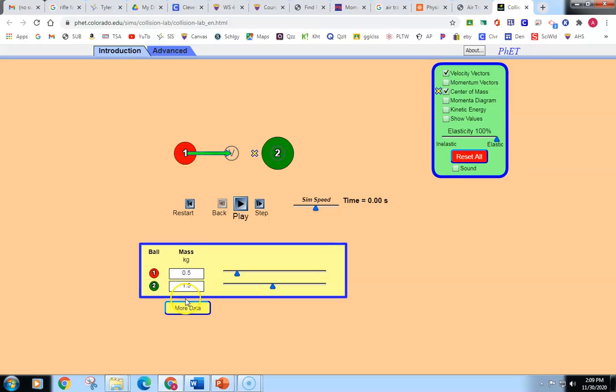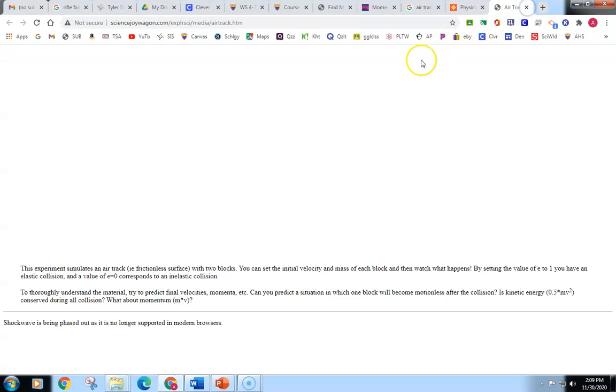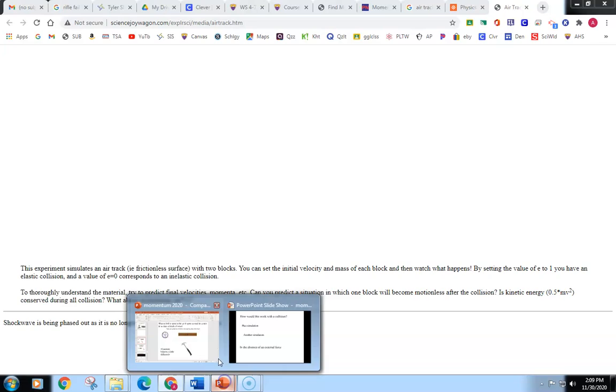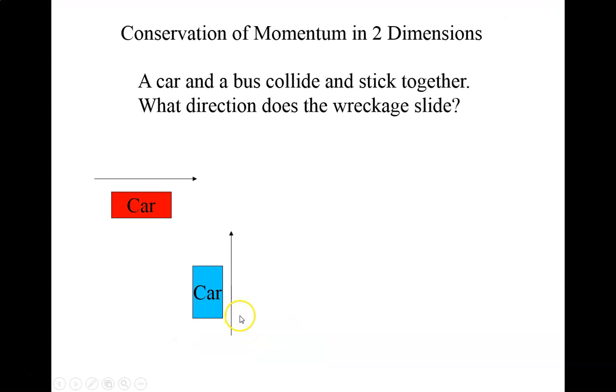Notice what happens to the motion of the center of mass during and after the collision. It wasn't affected. It was moving to the right at some speed, and then afterwards it was moving to the right at some speed. So internal forces don't affect the motion of the center of mass. That's kind of the rule of thumb there.